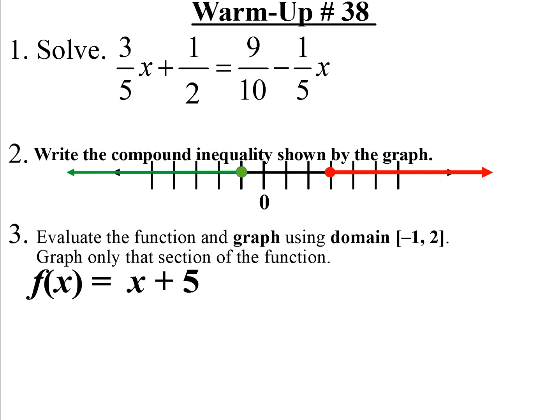Number 3, it says evaluate the function and graph using the domain -1 to 2, and they're using interval notation with brackets at the end. And it says after that, graph only that section of the function using the function f of x equals x plus 5. So copy that, and I'll show you the solutions in a little bit.